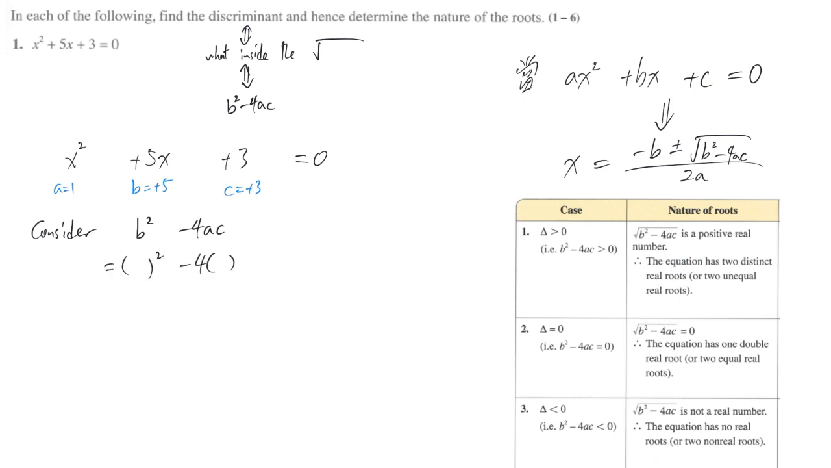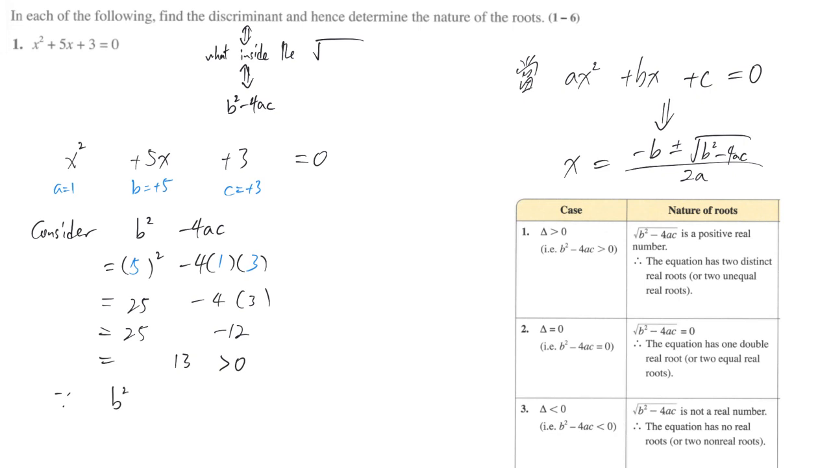So same thing for substitution. b is replaced by 5 here, a is replaced by 1, and c is replaced by 3. Therefore, we have 25 minus 4 times 3. 25 minus 12. So we combine them, we get 13 here. Now, again, the key point is whether it is larger than 0, equal to 0, or smaller than 0. We find out this value, which is 13, is larger than 0, positive.